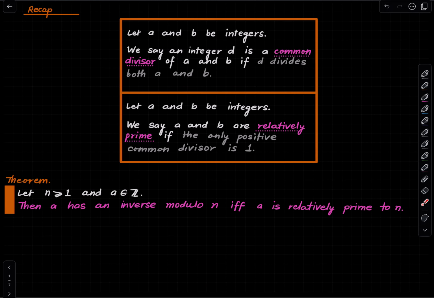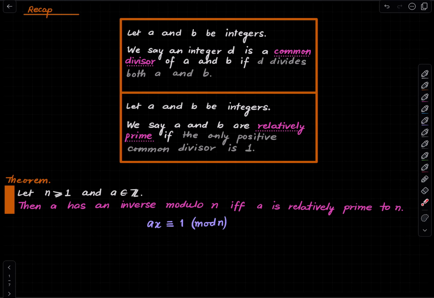We discussed this and we saw as a fact, as a theorem, that if you fix any non-zero integer n, it doesn't have to be a positive integer, and some integer a, then a has an inverse modulo n if and only if a is relatively prime to n. So what does this mean? It just says that you can solve this congruence. You can find an integer x satisfying this congruence if and only if a is relatively prime to n.